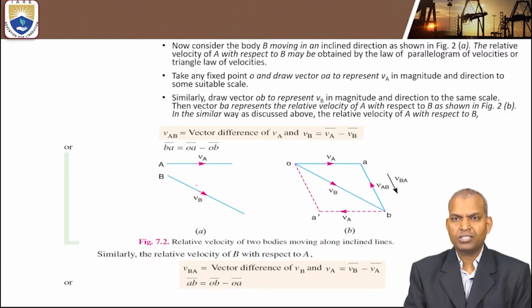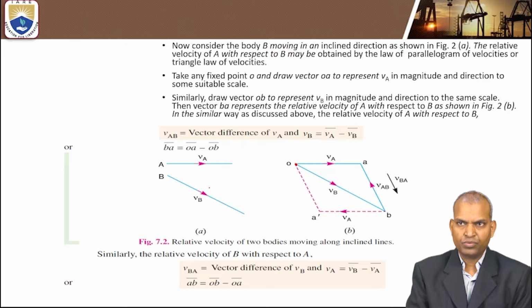What is the triangle of velocities? Take any fixed point O and draw a vector OA. We know that OA represents VA, the velocity of A, in magnitude and direction with some suitable scale. Similarly, draw a vector OB representing VB in magnitude and direction. Both magnitude and directions we know.